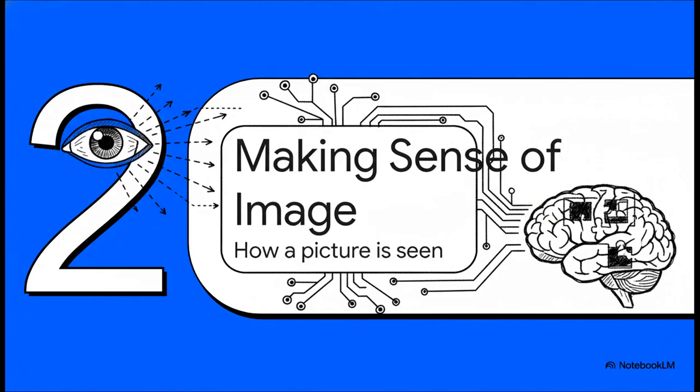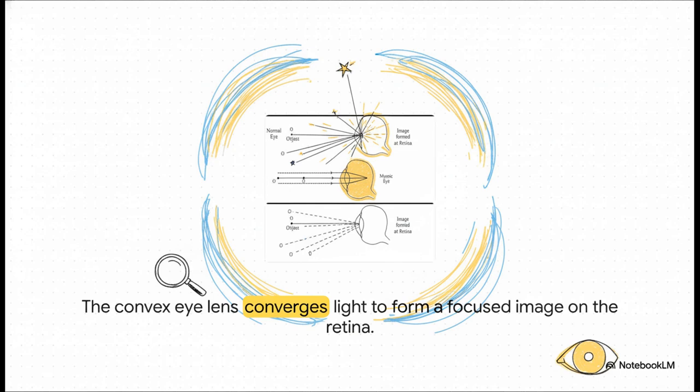So, the light has reached the retina and formed a picture. But how do we actually see? How does this picture become our vision? Let's move on and see how this all comes together. As you can see in this diagram here, in a healthy eye, the convex lens brings all the light rays together. It converges them to form a perfect, sharp image exactly on the retina.